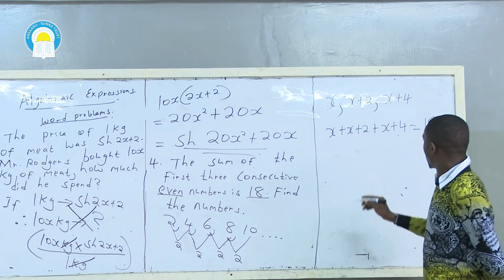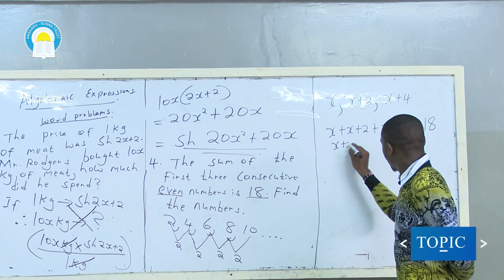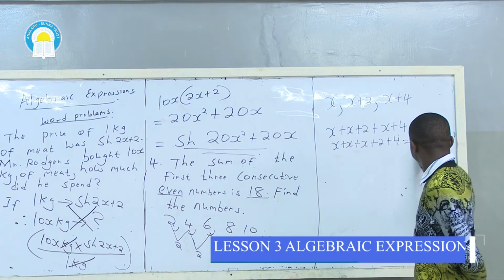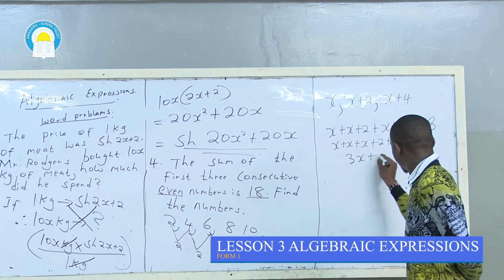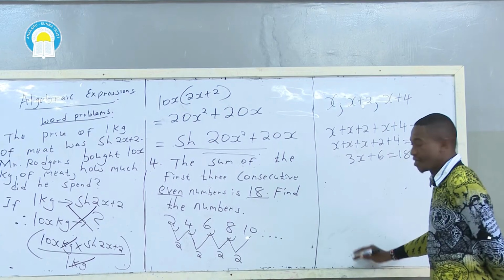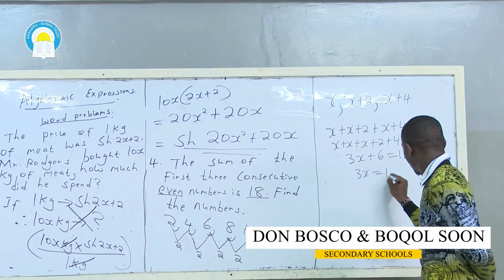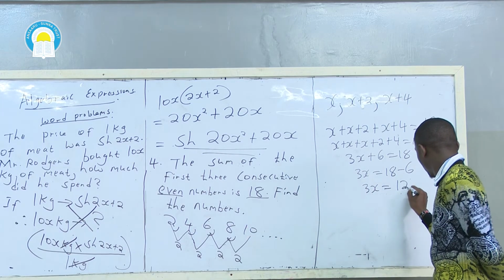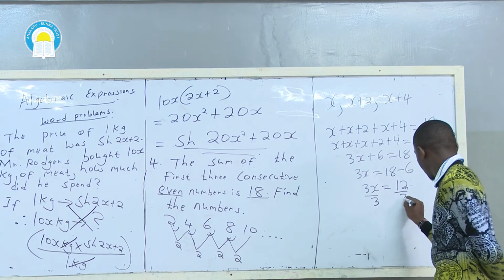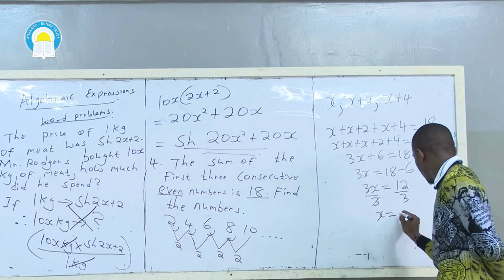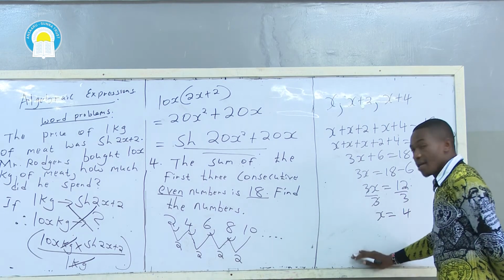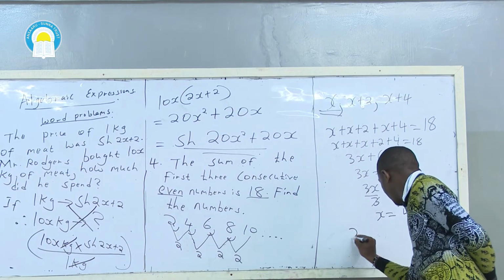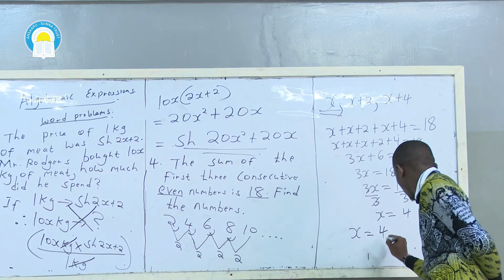When you collect the like terms, it will be x plus x plus x plus 2 plus 4 giving you 18. So it will be 3x plus 6 equals 18. Therefore, 3x equals 18 minus 6. Therefore, 3x will be 12. You divide every side by 3. So therefore, x will be 4. Remember, our first even number was x. Let me underline it. So our first even number x is equivalent to 4.